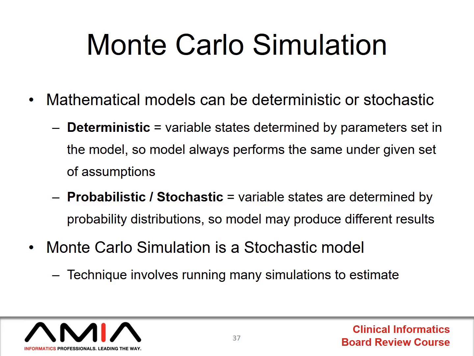decision analyses. At its core, this relies on the fact that mathematical models can either be deterministic or stochastic. Deterministic models are ones where the variable states are determined by parameters that are set in the model, and so under a certain set of conditions, the model will always perform the same. In other words, you predetermine what the inputs are, and therefore you are guaranteed to get the same output. So, for example, our decision analysis, the trees that we did earlier, those are deterministic because I'm setting what the initial probabilities are, and therefore it's straightforward for me to model what the outcomes are. In fact, I'll always get the same outcome as long as those probabilities don't change.